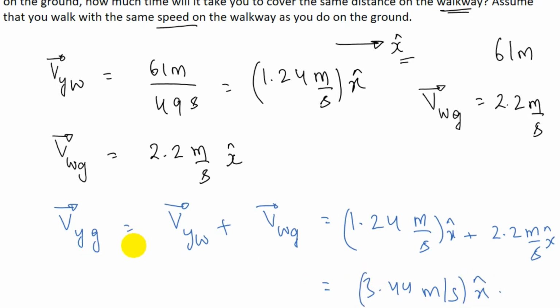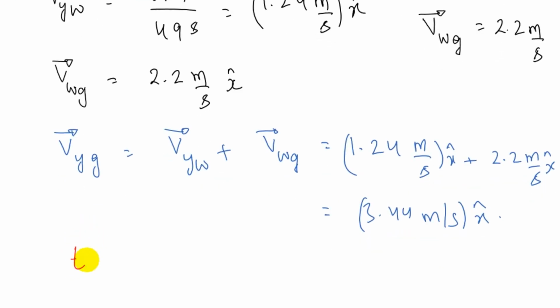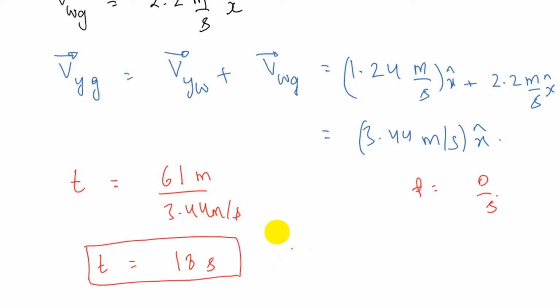Now this is the velocity of a person, which in this case is you, relative to the ground. It's pretty simple. The time taken by you to cover the distance, which is 61 meters, divided by the speed, which is 3.44 meters per second. We know that time is distance over speed. Now we can solve this using our calculator and we'll get the answer to be 18 seconds. So this is the time you will take to cover the 61 meters on the walkway.